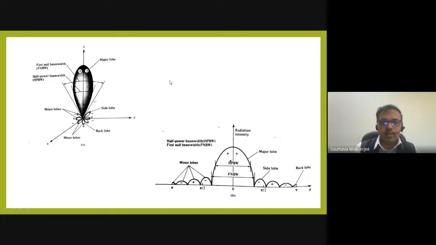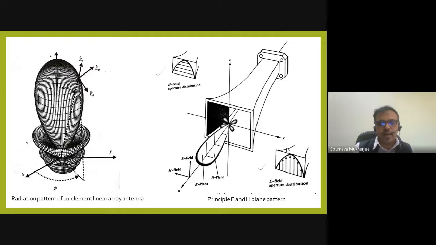Okay, so this is about the basic things. And then there is this concept of the major lobe, which is the lobe containing the maximum radiation, and side by side lobes are called side lobes. These are also important parameters. You need to know how much is the difference between the major lobe and the side lobe, which people typically specify. Back lobe and minor lobes are the different parts of the radiation pattern. I hope you will have at least one course on antenna engineering, where you will see all these details. And also there is a concept of principal E-plane and H-plane pattern.